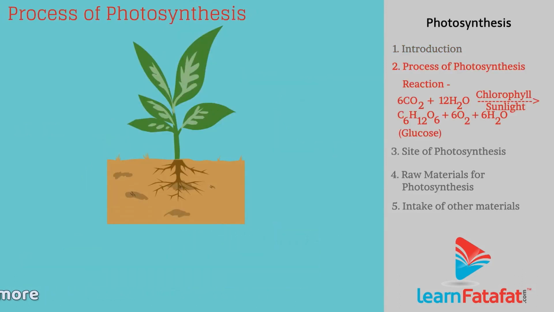Process of photosynthesis. Surface of green leaves has small pores called stomata.